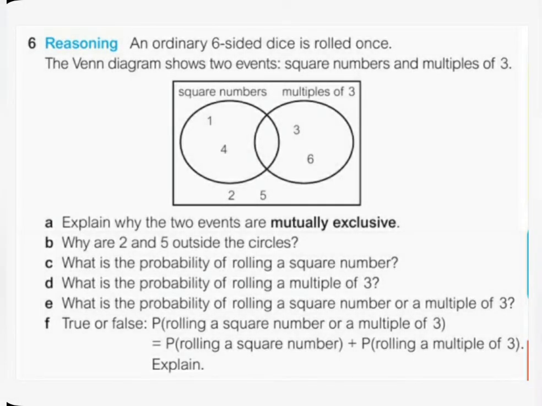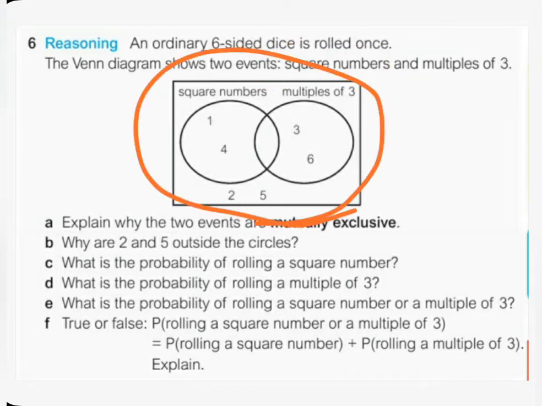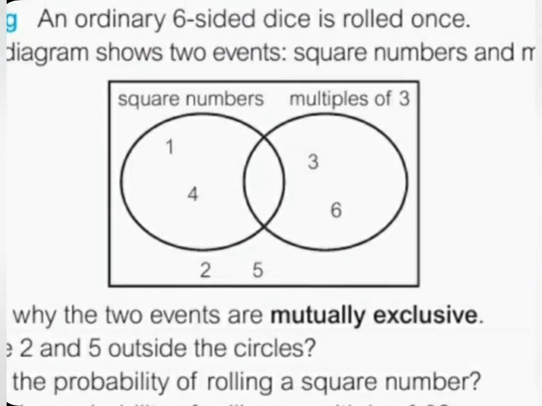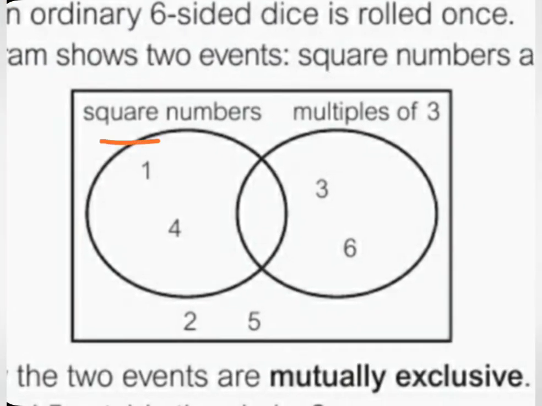Question 6. Reasoning. An ordinary six-sided dice is rolled once. The Venn diagram shows two events, square numbers and multiples of 3. So as you can see here, we have two events, square numbers and multiples of 3. And the Venn diagram shows these two events and what happened in these two events with a six-sided dice. Now, as you can see in the Venn diagram, for square numbers, we have this and this.